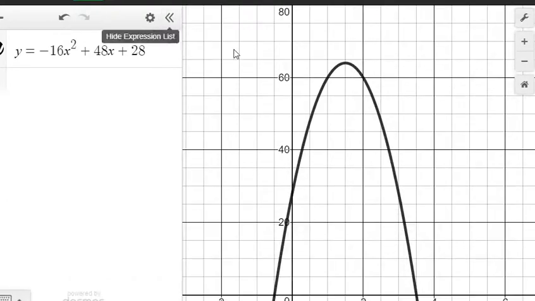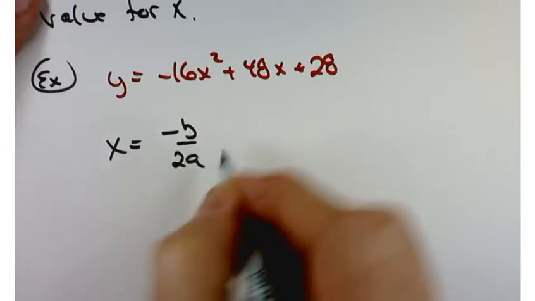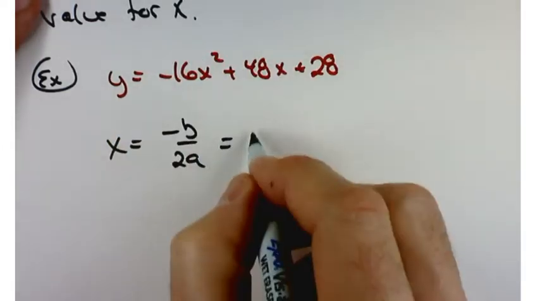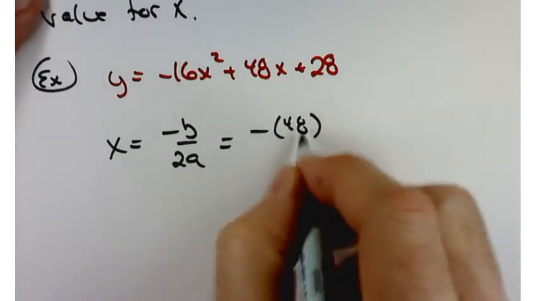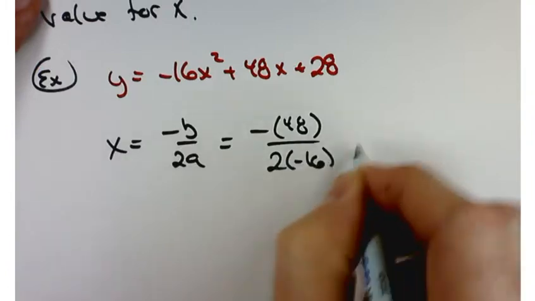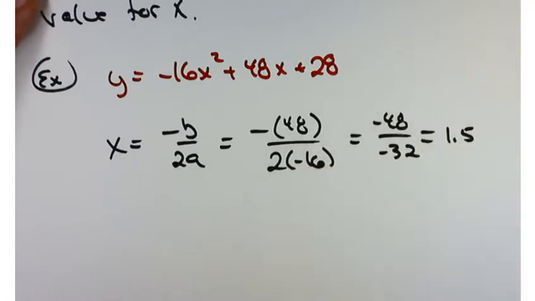And now it fits. So what I want to find is this point. I want to find the coordinates of that point, because that's where the ball reaches its maximum height. So what is that maximum height and where does it occur? Let's find out. x is going to equal negative b over 2a. In this case, b equals 48, over 2 times negative 16, which is negative 48 over negative 32, which is 1.5.